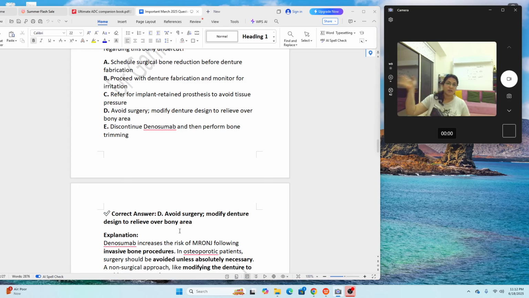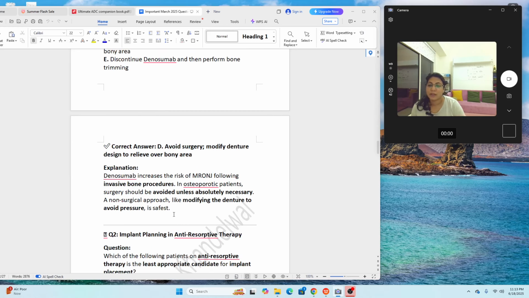If that option fails, like if you give such a denture and that is not working out, it is unstable, it is getting uplifted, the patient is not comfortable, then only you will proceed towards doing something invasive. Otherwise, in the non-invasive way, whatever problems that you can solve, you are going to solve in such patients. Always remember that, okay? So again, I've given an explanation. You can go through it.